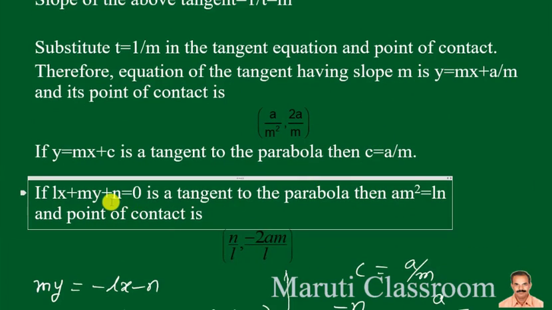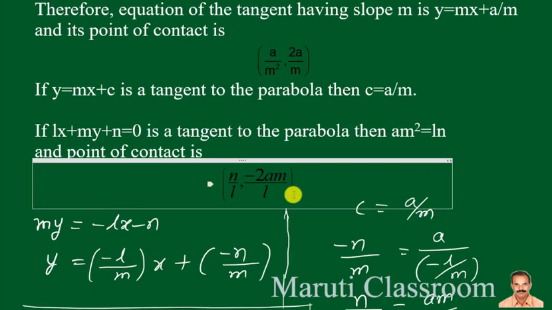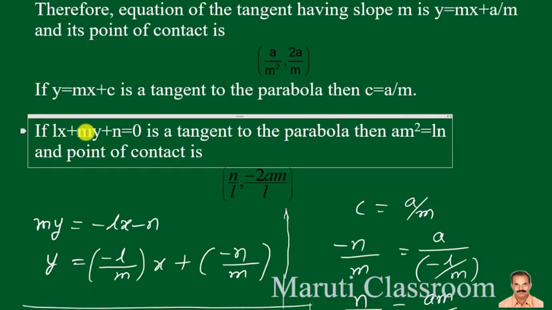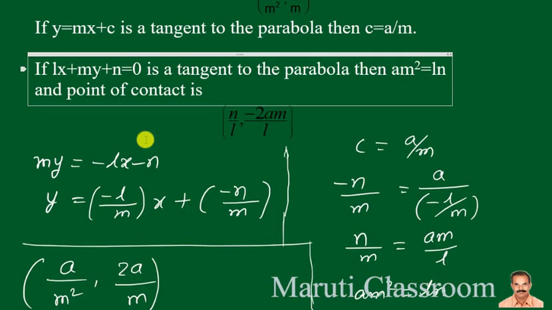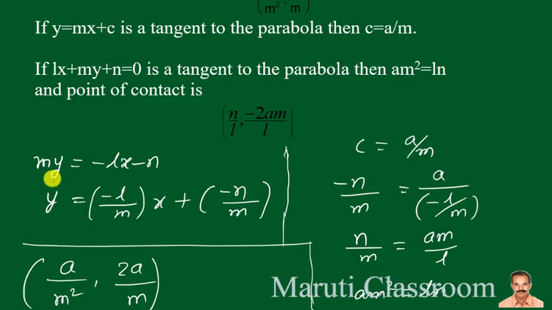If lx plus my plus n equal to 0 is a tangent to the parabola, then what is the condition and what is the point of contact? Write lx plus my plus n equal to 0 in the form y equal to mx plus c. For that, bring lx and n to the right side. Then my equal to minus lx minus n. Divide by m, then y equal to minus l by m x plus minus n by m. It is in the form y equal to mx plus c.